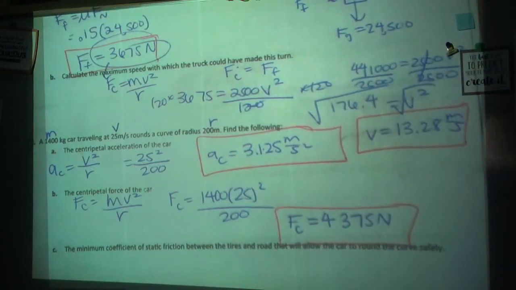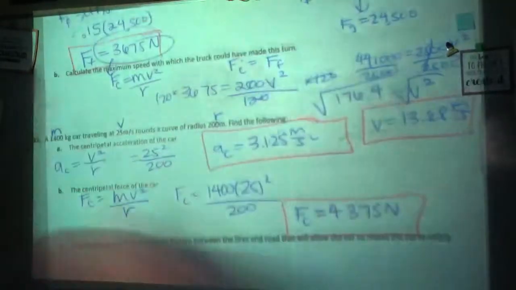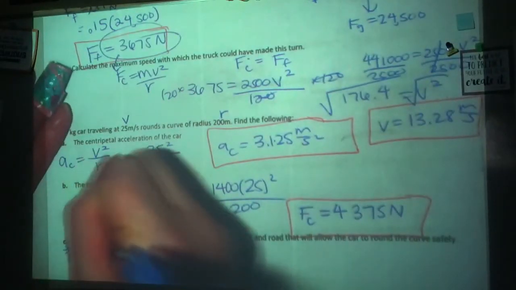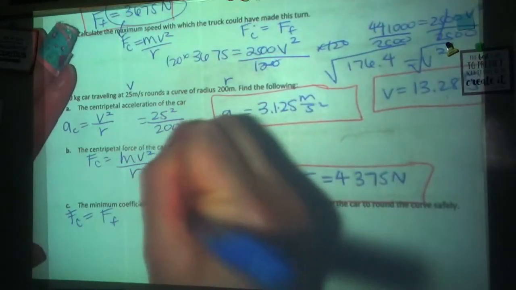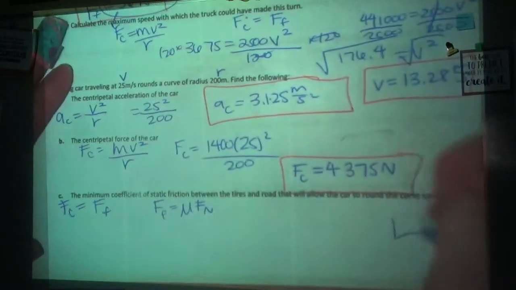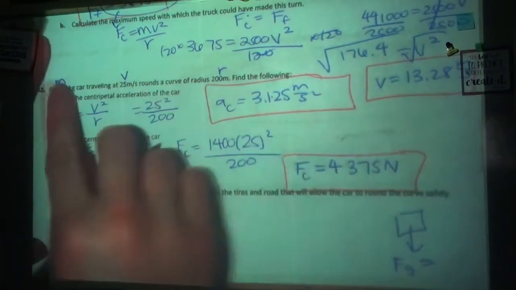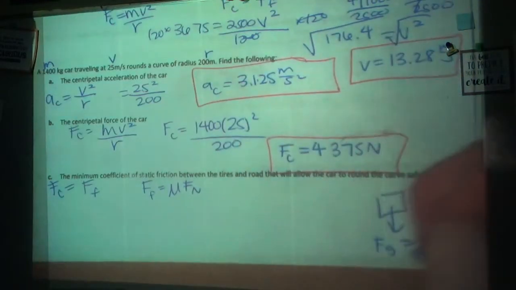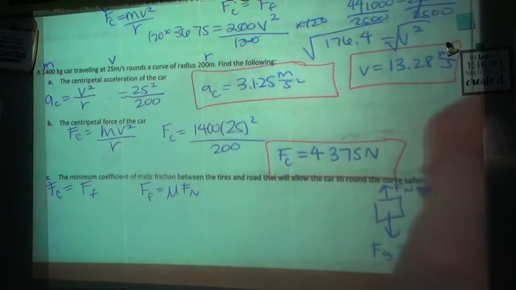And then C is asking what the coefficient of static friction would have to be between the tires and the cars to make this turn safely. So this is again an object turning in a circle on a surface. So my centripetal force is my friction force. So I can plug in friction is mu Fn. I'm looking for the mu, and I need my normal force. So let's draw a diagram. Force of gravity would be the mass times 9.8, which gives me 13,720. And that would also be my normal, because it's not falling down, 13,720.